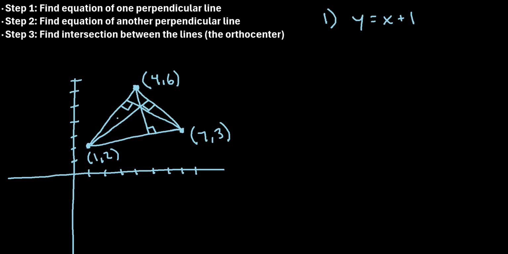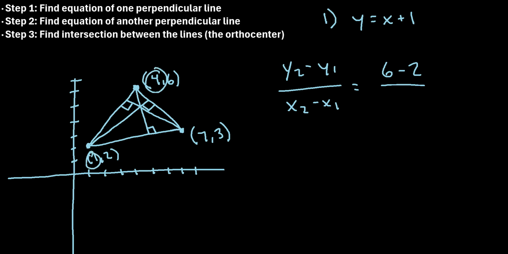Let's find the slope of this line, and then we'll find what this perpendicular line is. So to find the slope of this line, we use that same formula, y2 minus y1 over x2 minus x1. So if we call 6 our y2 value and we call this one our y1 value, we get 6 minus 2 over, we'll say this is our x2 value and this is our x1 value.